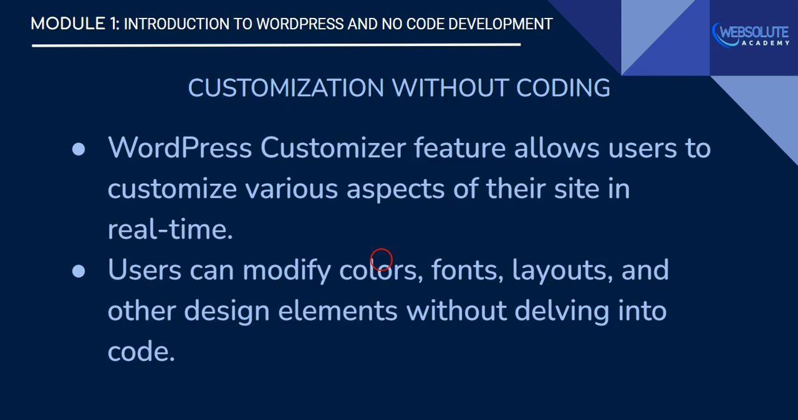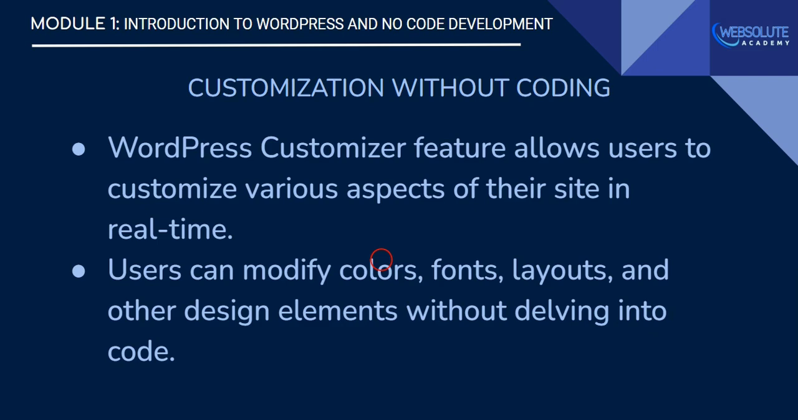So there is the WordPress Customizer feature, which allows users to customize various aspects of their site in real time. You can customize maybe where you want your logo to be, your menu, your header, your footer, the body, the widgets, the sidebars. You can customize them without coding, without even knowing any single line of code. You can do them, and the changes will reflect in real time.